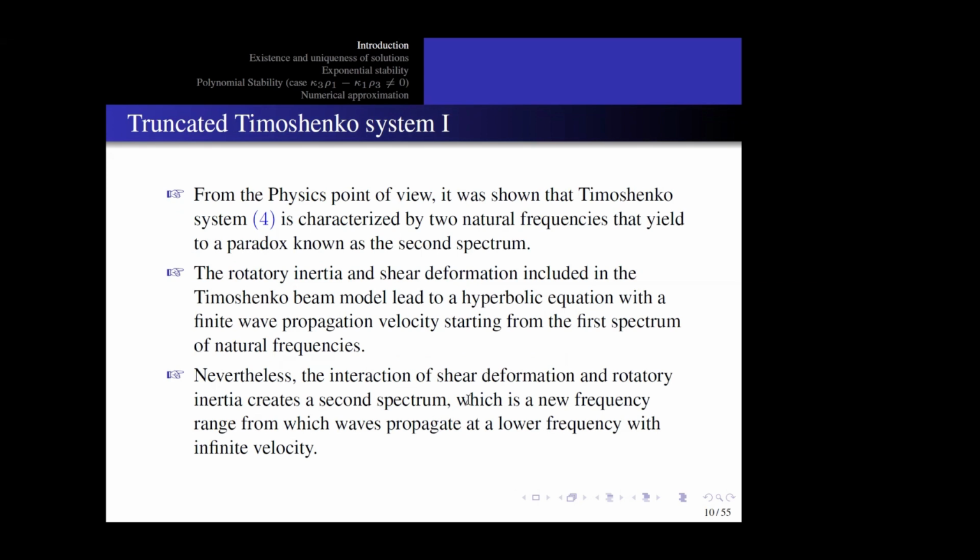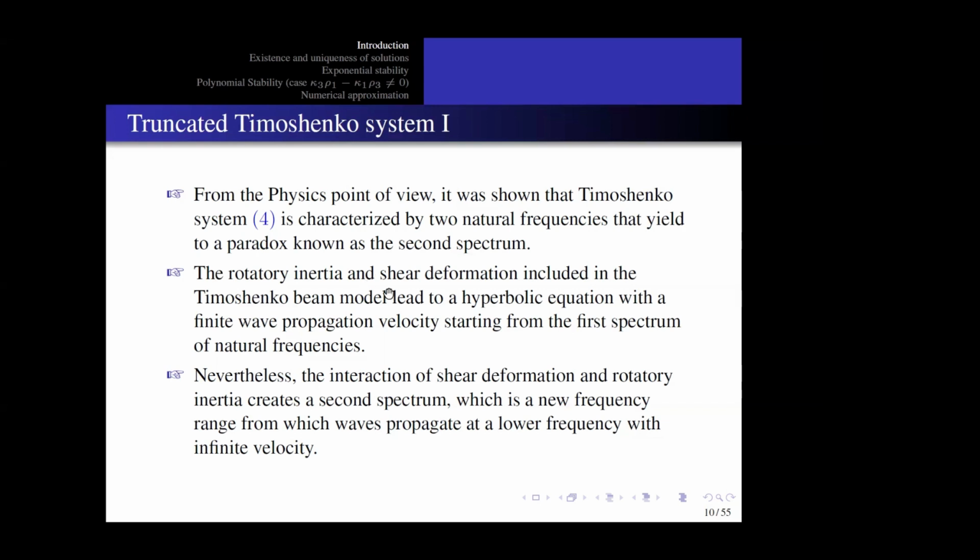So they said, as I said, from the physics point of view, it was shown that the Timoshenko system, the previous system, is characterized by two natural frequencies that yield a paradox known as the second spectrum. They call it the second spectrum because of the presence of these two waves. And they showed that the rotary inertia and shear deformation included in the Timoshenko model lead to a hyperbolic equation with finite wave propagation, because it is hyperbolic, and it's starting from the first spectrum of natural frequencies.